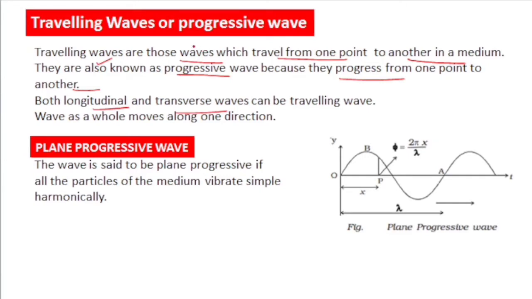So you know progressive or traveling, but what do you mean by plane progressive wave? A wave is said to be plane progressive if all the particles of the medium vibrate simple harmonically. If particles vibrate simple harmonically, they vibrate about their mean position, they execute simple harmonic motion. If all the particles execute simple harmonic motion, then that wave is called a plane progressive wave.